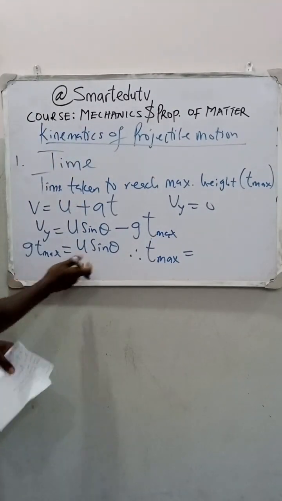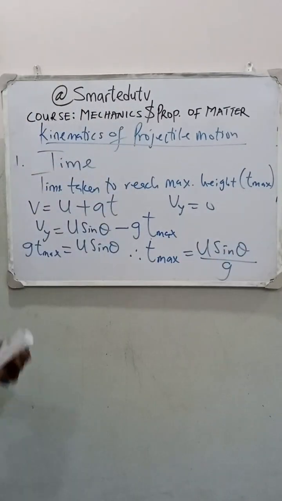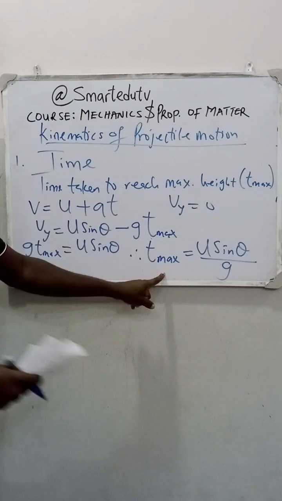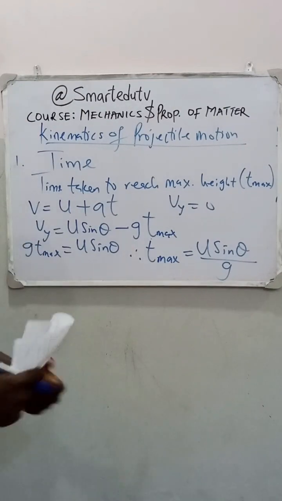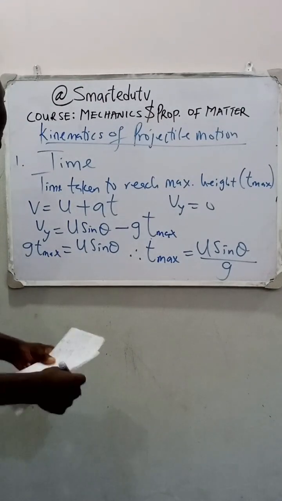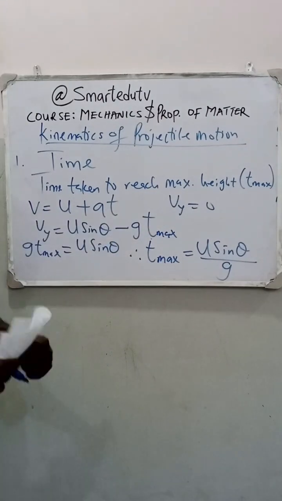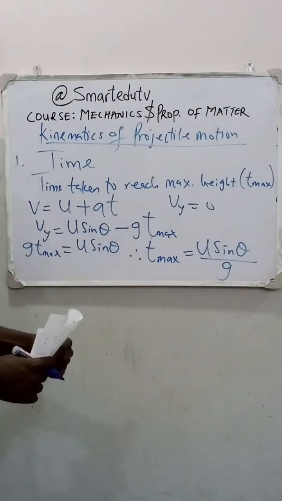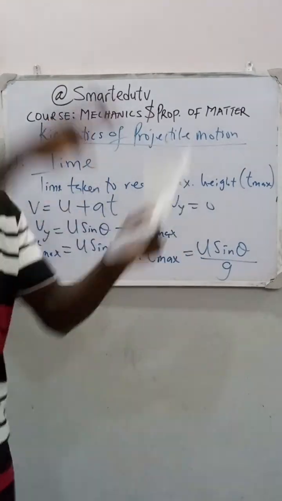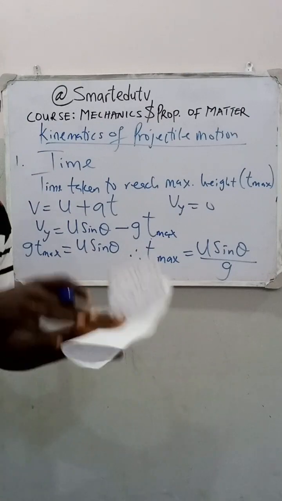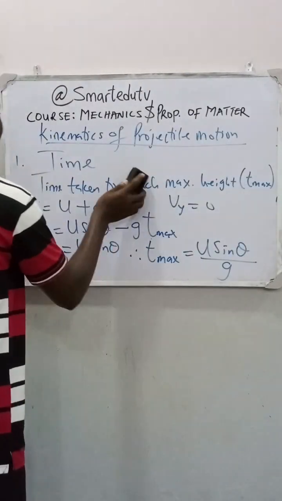Therefore, we can now see vividly that the time taken to reach maximum height, T max, can be expressed as u sine theta over g. This is the formula to find the time it takes an object to reach the maximum height during projectile motion. That's case 1, the time taken to reach maximum height. Case 2 that we are going to look at is the time of flight itself, the total duration the object uses during motion. Case 2 is the time of flight.